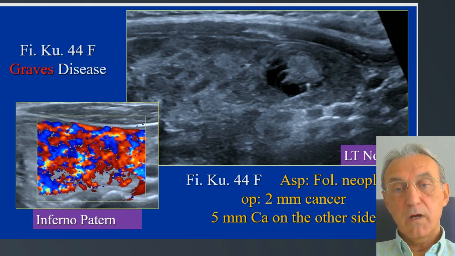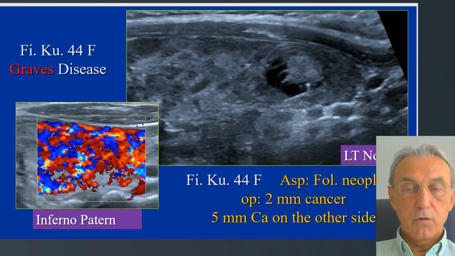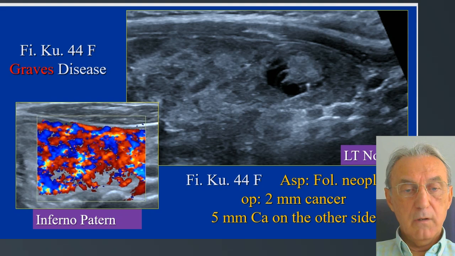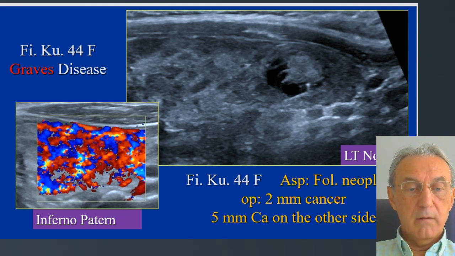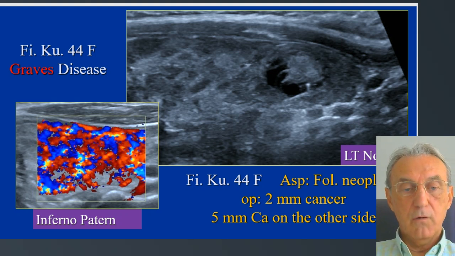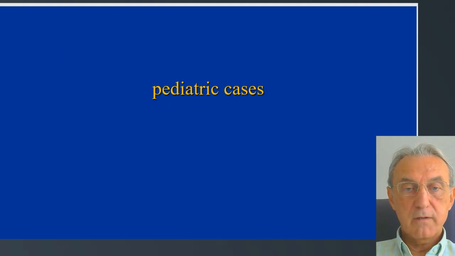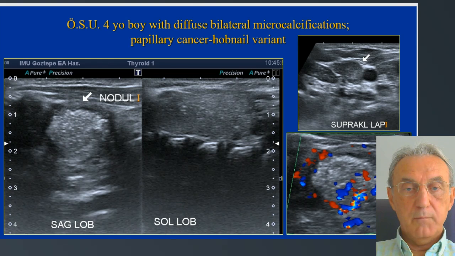This is a Graves' disease. The patient is 44 years old, female, and there were several nodules, and it turned out that these nodules had malignancy in them, microcarcinoma of papillary cancer. If we look at the pediatric cases, this is a 4-year-old boy with diffuse bilateral microcalcifications.